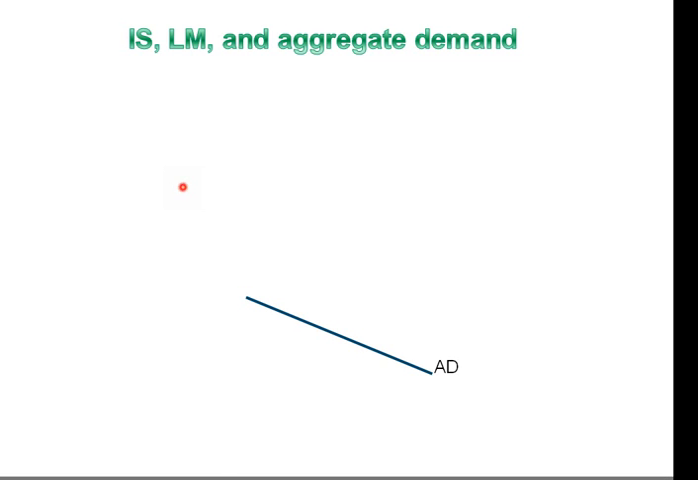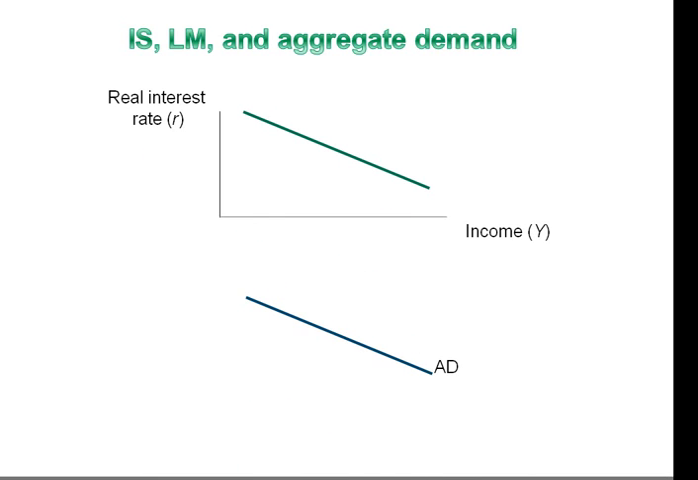IS, LM and aggregate demand curve. What is happening here? Real interest rate is on the y-axis, income on the x-axis. It means we are going to draw the IS, LM curves. This is our original IS and this is our original LM curve, and we have equilibrium at some point. Here we have a certain income level, a certain interest rate, and a point on the aggregate demand curve. So let's say we have an increase in the LM curve.